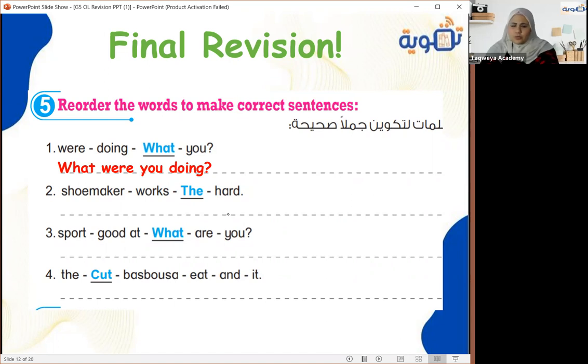Next, the what? The works. Works is a verb. The shoemaker. Thank you. The shoemaker works hard.